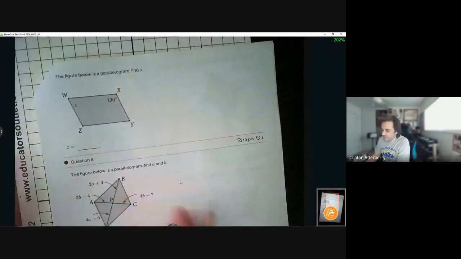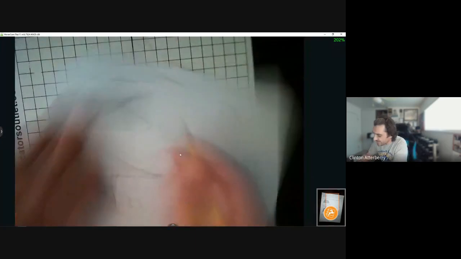All right. This is number 7. Number 7 says the figure below is a parallelogram. Find Z. Okay, so just like I said, the opposites are the same.